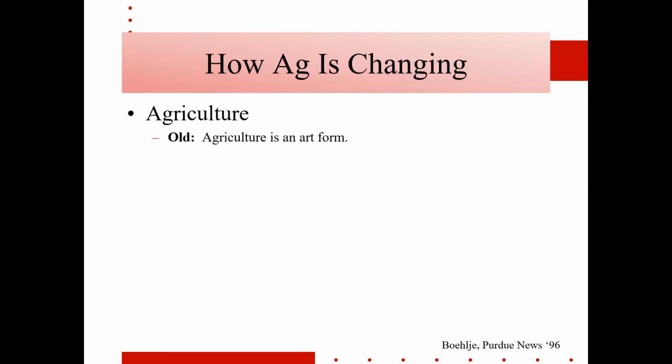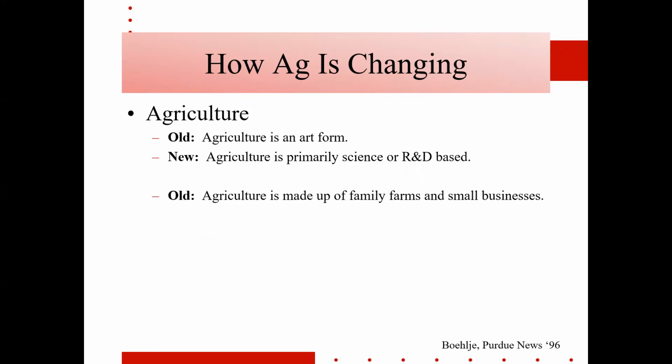With agriculture, we can look at these paradigm shifts as being an older form. Perhaps we say agriculture is an art form. And maybe a newer model is agriculture is primarily science or R&D based, or some hybrid of art and science. An older model might mean looking at it from the view that agriculture is made up of family farms and small businesses, whereas a newer model is that agriculture is kind of consolidated and now it's made up of large scale or often industrialized interests. And the family farm still exists, but that shift has already begun, right?